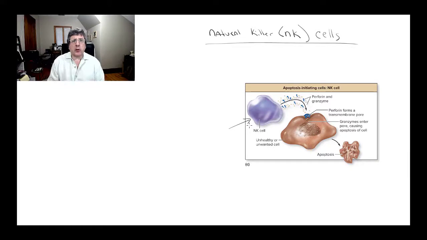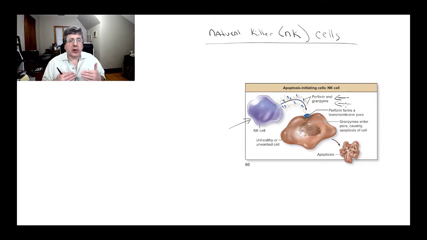What this is doing is it's looking for cells that are called antigen presenting cells, or APC. An antigen presenting cell is any cell that's presenting an antigen on its surface. And if it doesn't find that, then it comes into physical contact with that cell, and instead of engulfing it and phagocytizing it, it actually releases two different things. It releases perforin and it releases granzyme.